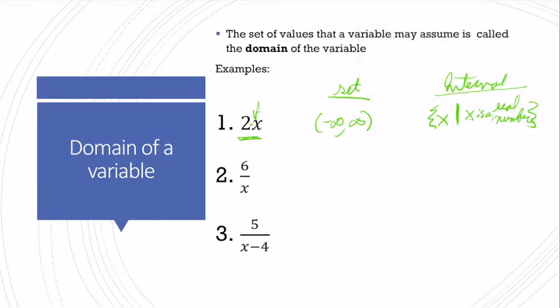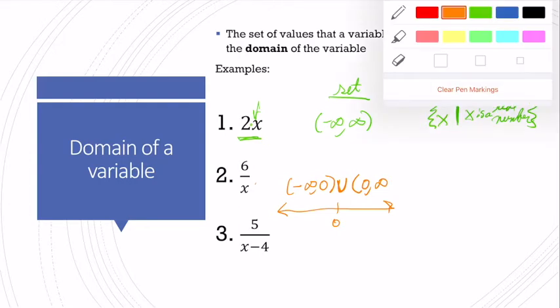Not super exciting. Things get a little more complicated when we have rational expressions and rational functions. So let's take a look at 6 over x. What value of x can we not have? Well, we can't have x equals 0, right? If we divide by 0, that's undefined. We'd break all of mathematics. So I'd have to go from negative infinity to 0, skip over 0, and go from 0 to positive infinity.